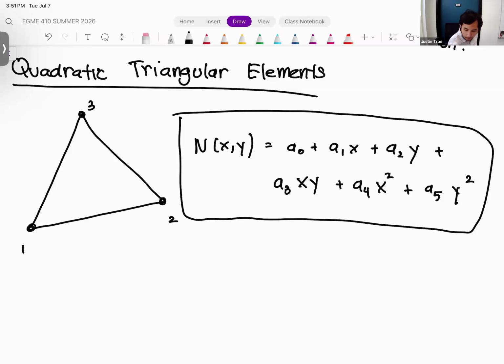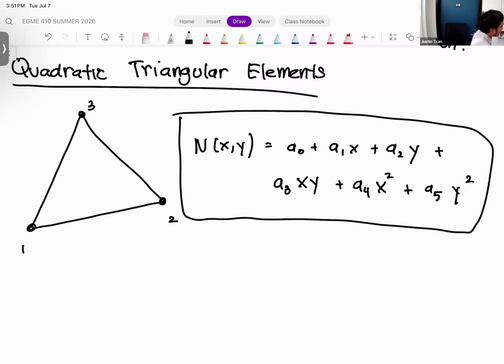So we have 6 terms. You might be asking yourself, how did we come up with 6 terms here? Because our triangle still only has 3 vertices, right? What we said earlier was that there's a requirement that the number of terms in your shape function has to match the number of nodes in your element. So that's still true.